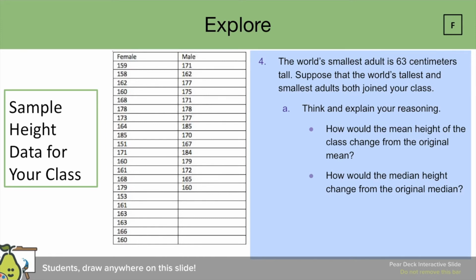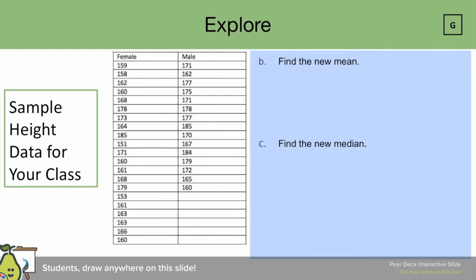Students might say, since the small value is also far from the center, it may pull it back closer to the original mean, or students can say that it could pull the mean farther down than when the world's tallest adult was added. For the median, students will say that it won't change as much since another data point was added. Students are now going to find the new mean with the world's tallest adult and the world's shortest adult.